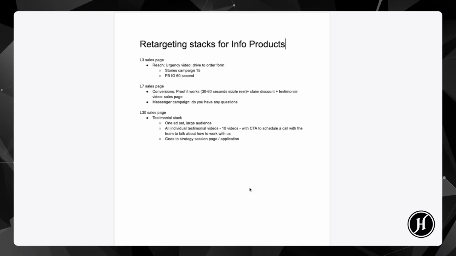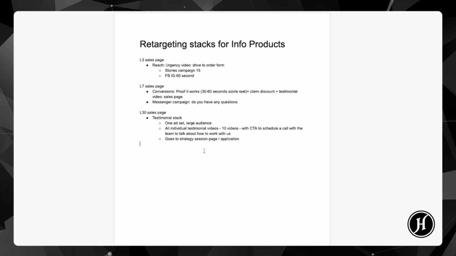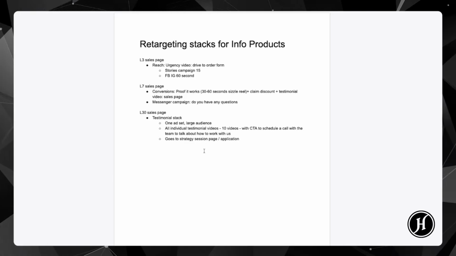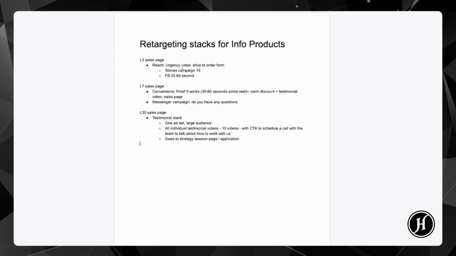I'm going to go over exactly what this means, how to set it up, and give you some ideas of how you can implement this either for your business or for some clients that you're running ads for. So for the first thing, when we talk about last 3, last 7, last 30, these are essentially anyone who's hit the sales page in that specific time frame.